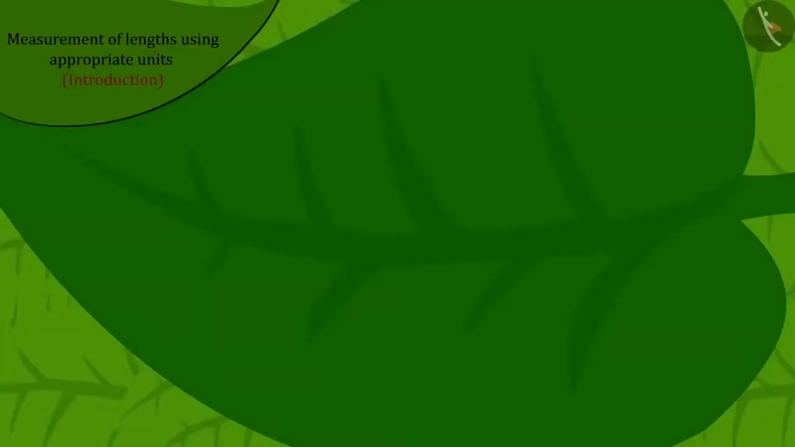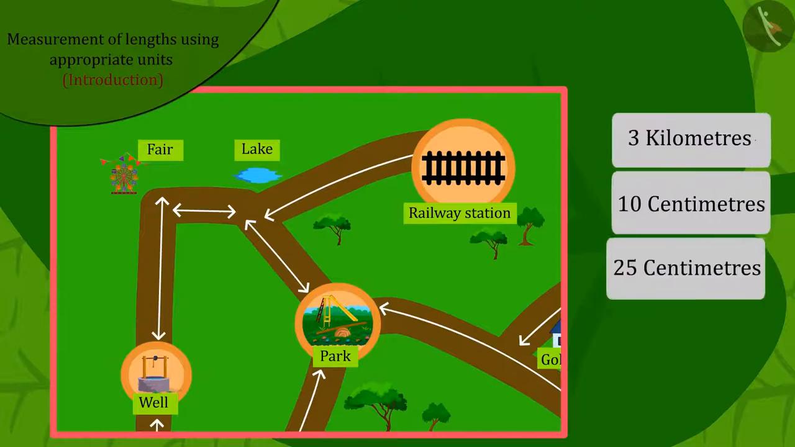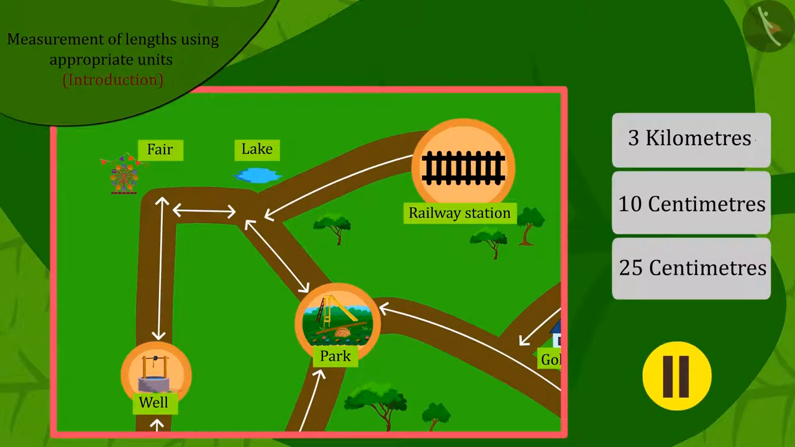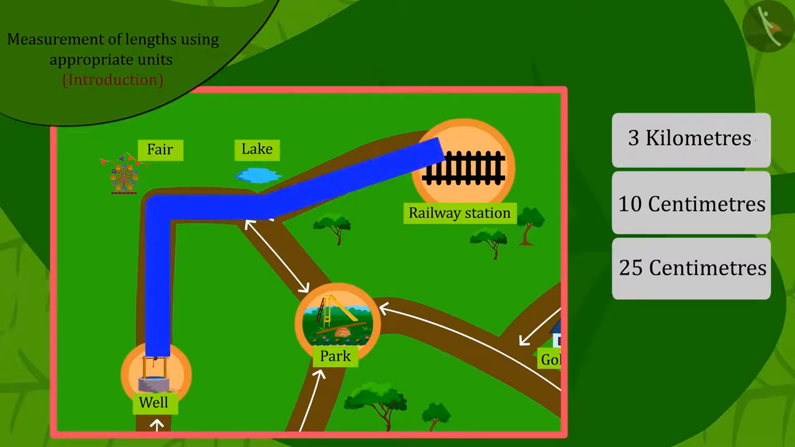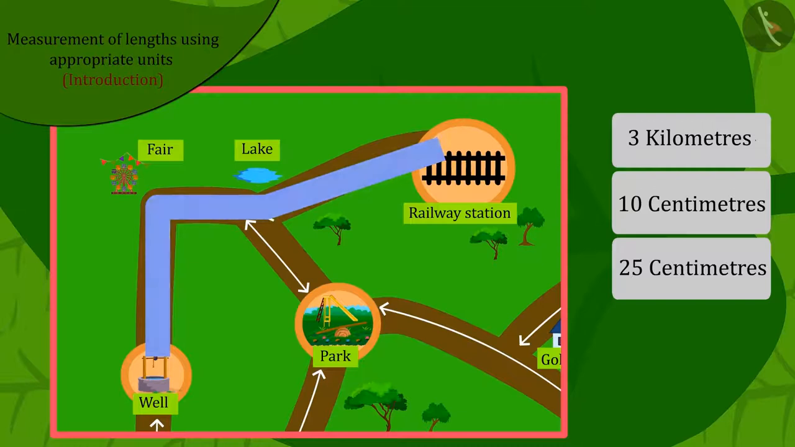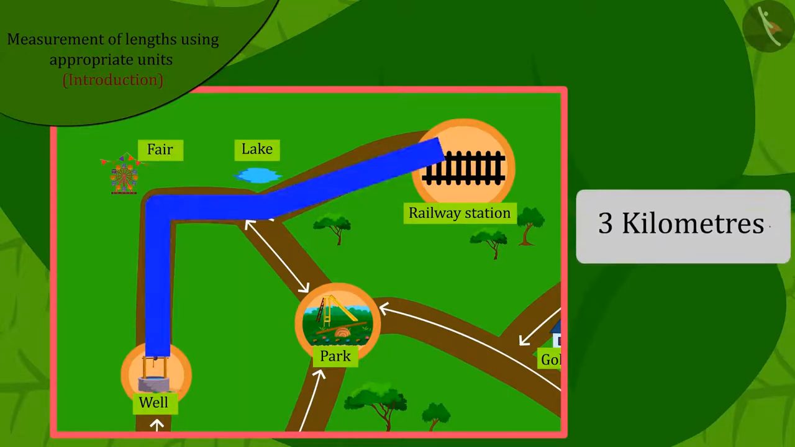Kids, if Chanda had written the distance between the railway station and the well on a paper, which of the following could it be? If you want, you can pause the video and find the answer. Well done, kids. You have found the right answer. Because the distance from the railway station to the well is very long, we cannot measure it in centimeters. Therefore, the distance from the railway station to the well will be 3 kilometers.